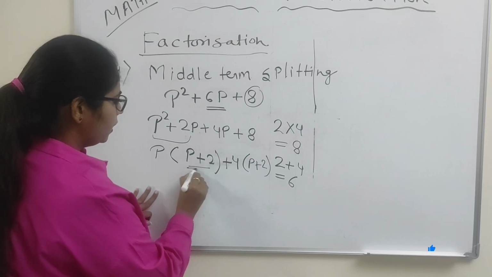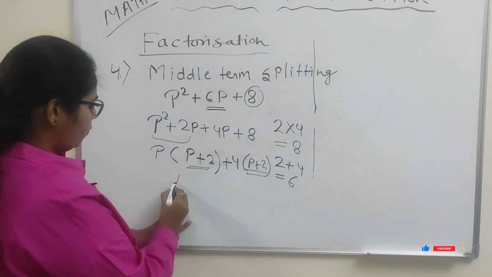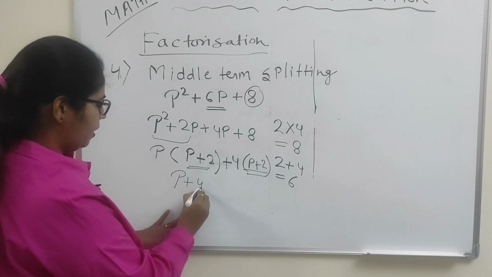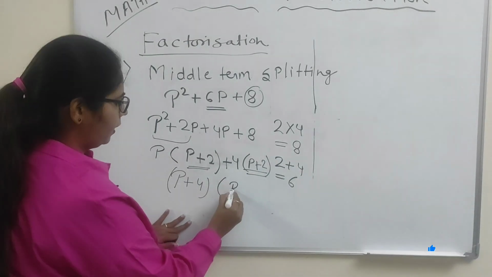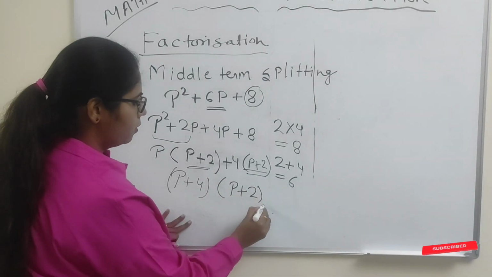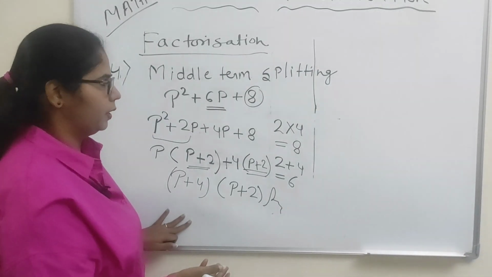Now check p plus 2. P plus 2 is common here, which means you did it in the correct formation. So now our one factor is p plus 4 and our other factor is p plus 2. So this is called the middle term splitting method.